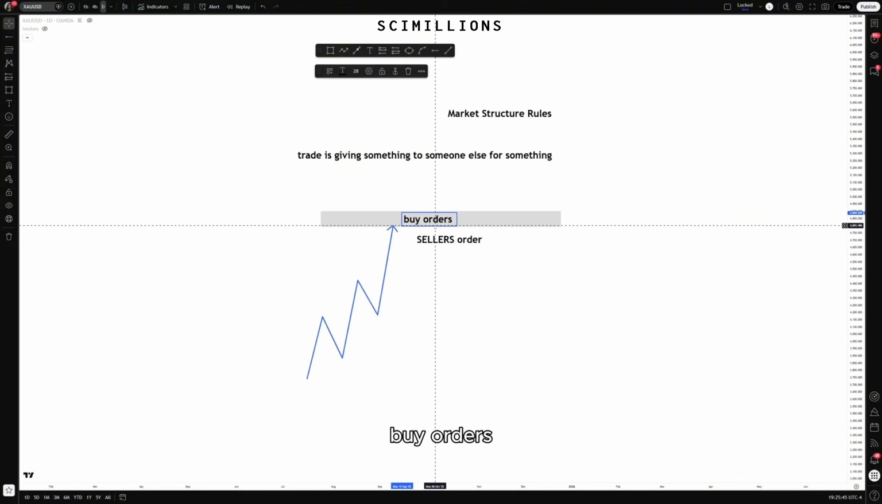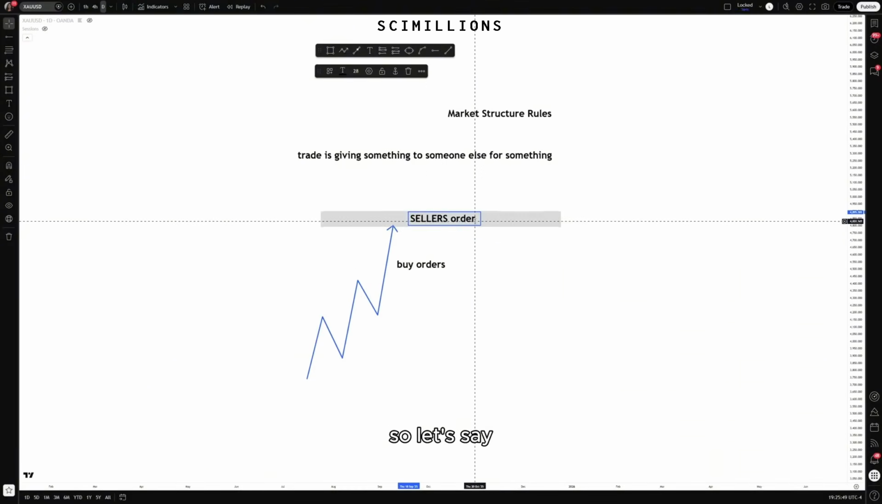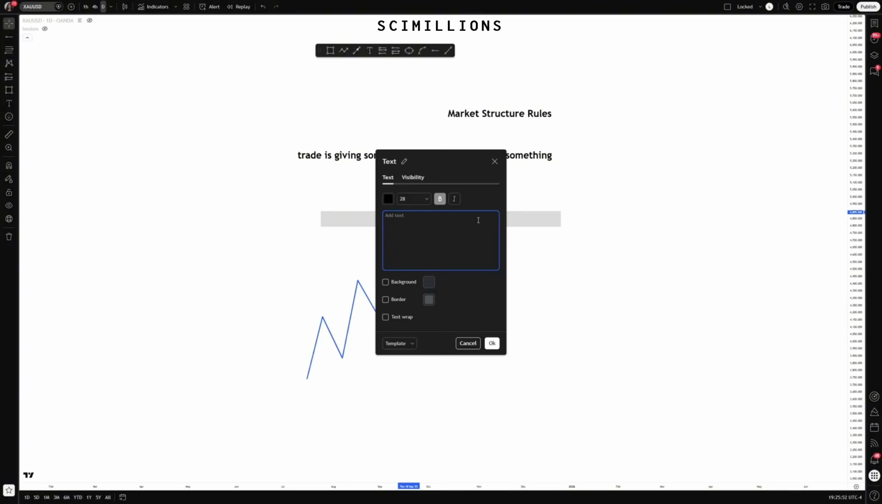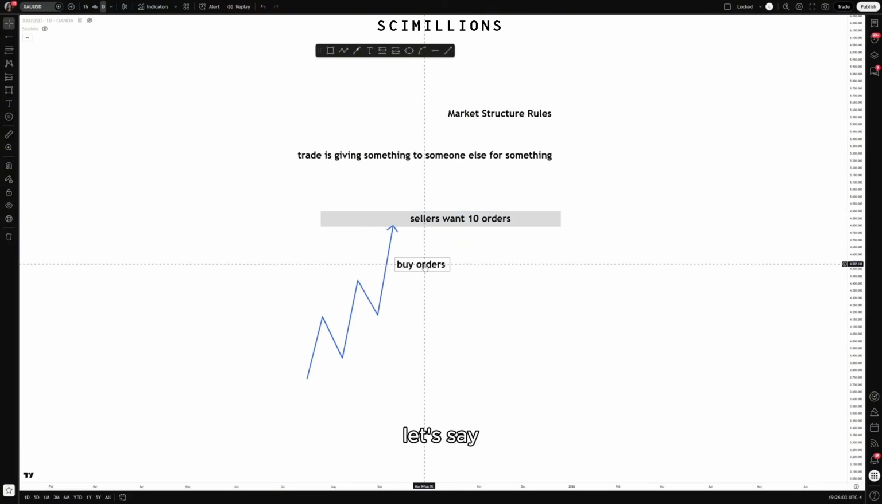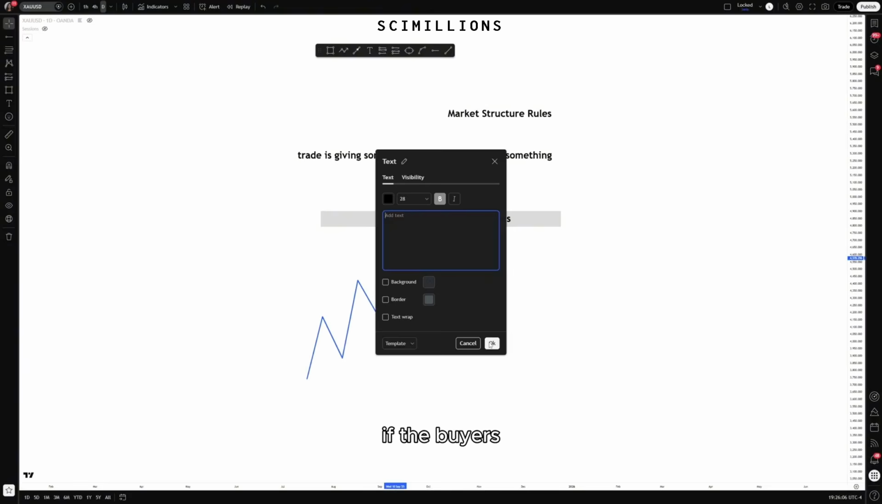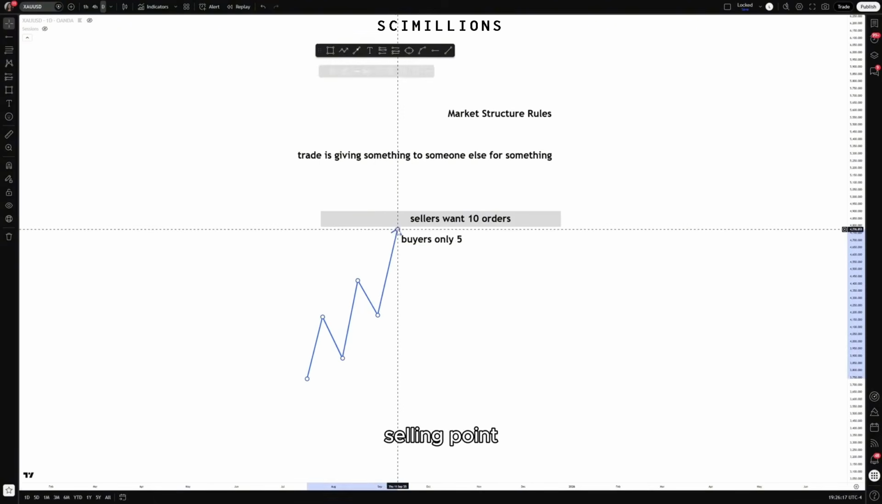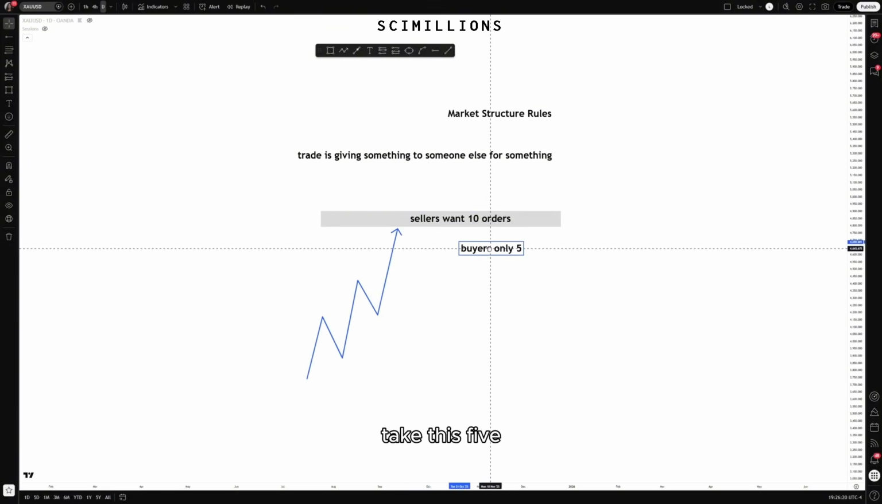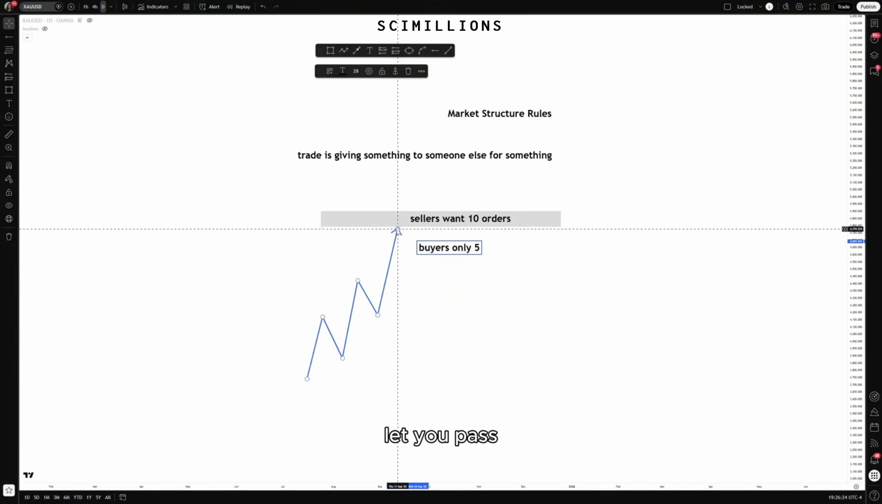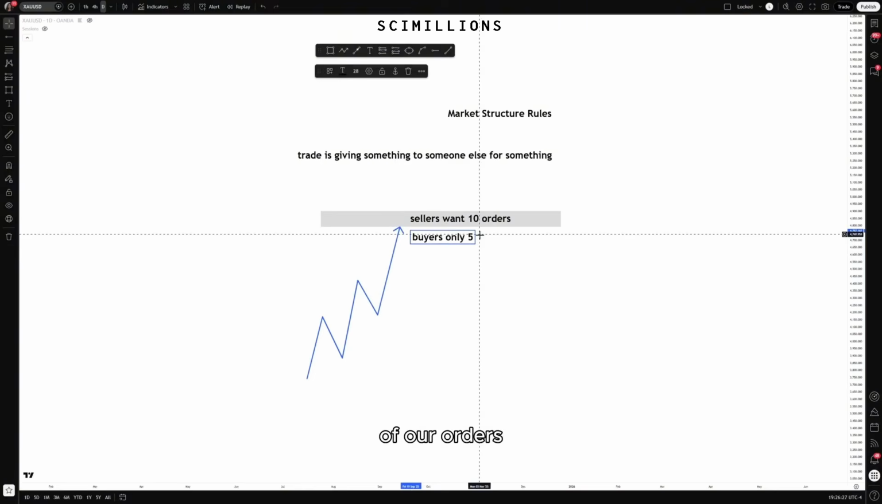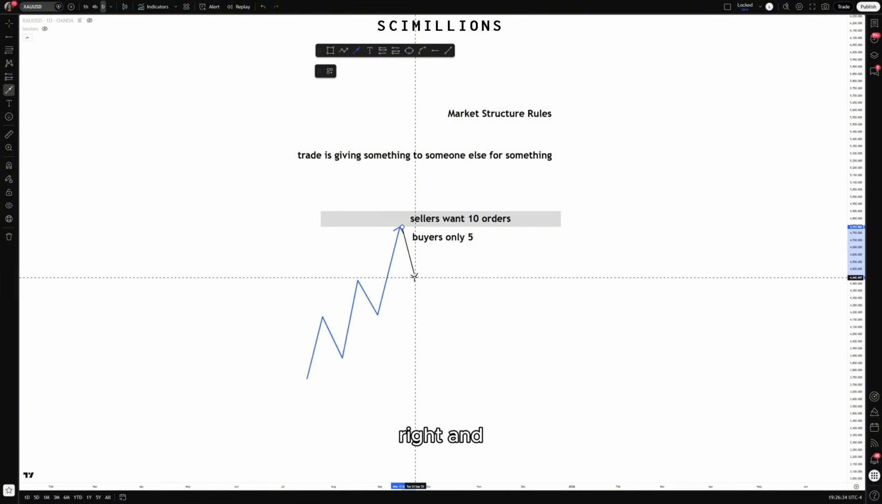Depending on how many buy orders you have will also depend on what the sellers want. Let's say the sellers want 10 orders, right? If the buyers only have, let's say, 5, the moment buyers get up to that selling point, sellers are going to be like, take this 5, but you still need 5 more, and we're not going to let you pass because you don't have the rest of our orders that we need. So that's why when price hits a resistance, it starts to sell, right? And that's just a reaction.